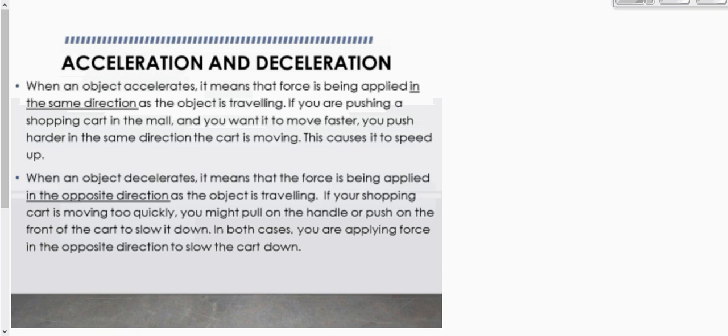When I'm decelerating, the force has to be applied in the opposite direction. If my shopping cart is moving too quickly, I'm going to pull back on the handle. My acceleration force will be negative or backwards of my direction of motion, and that will slow me down. But in both cases, I'm applying a force to the object in the same direction to speed it up and in the opposite direction to slow it down.